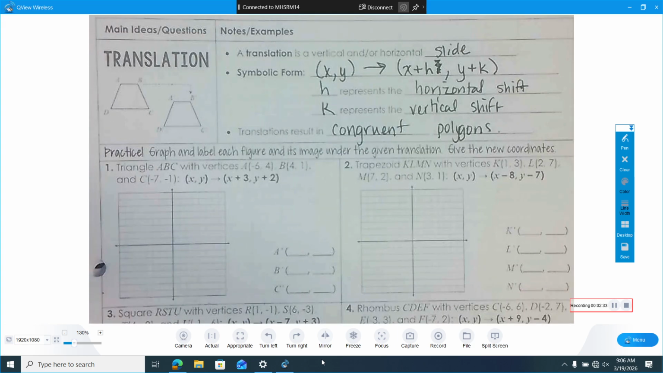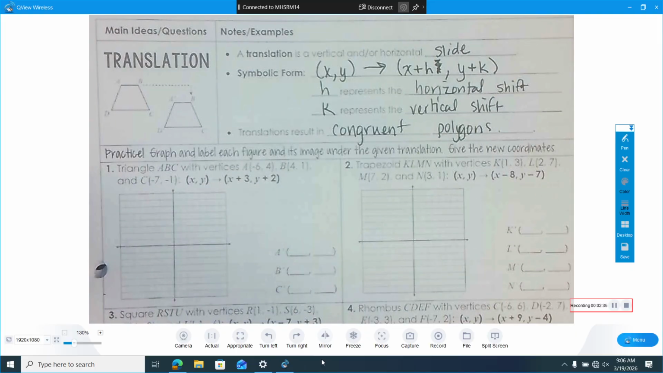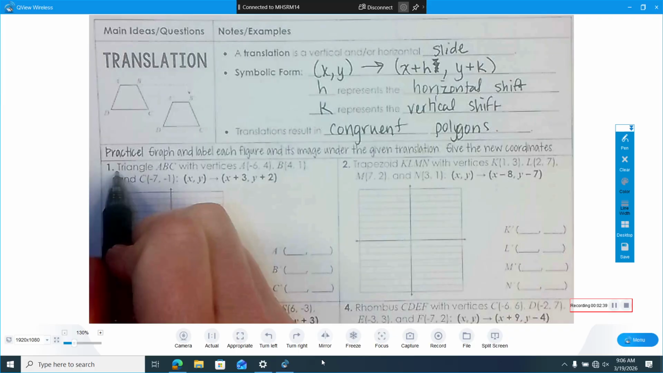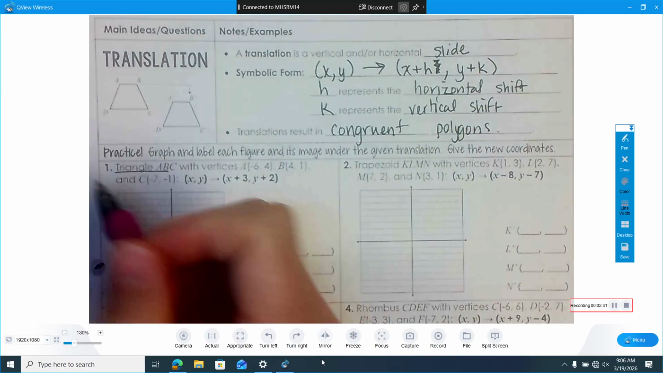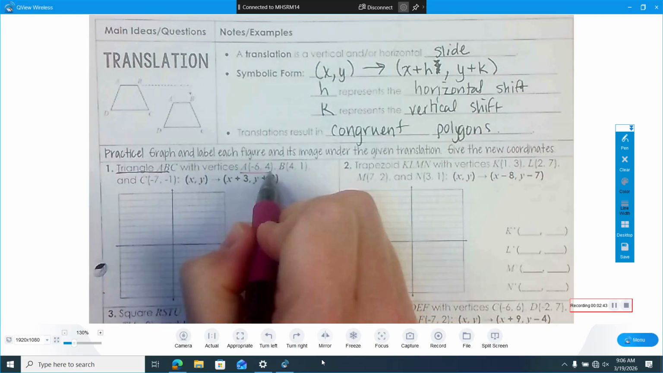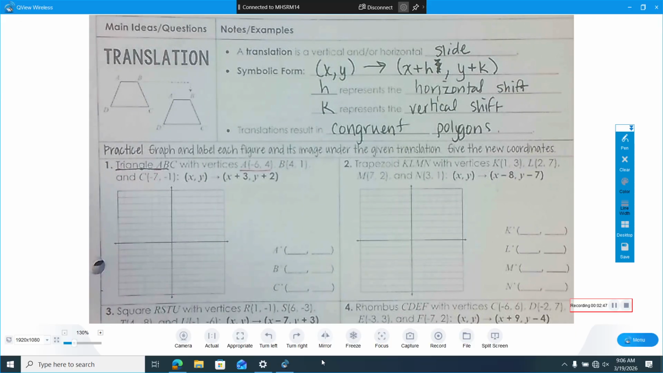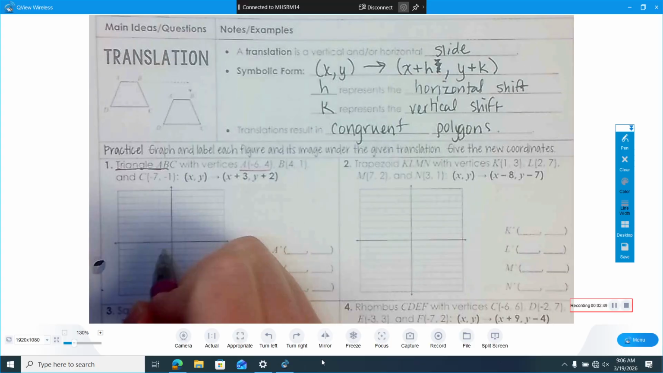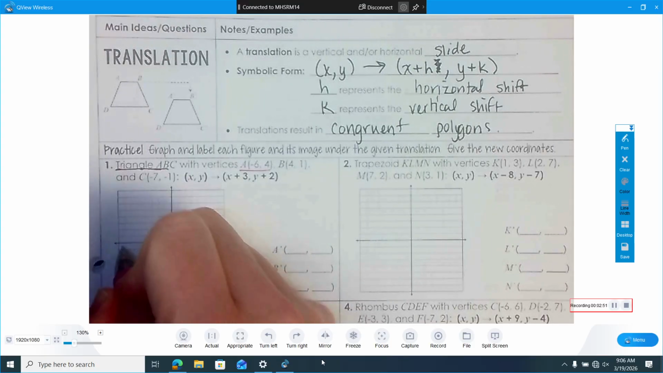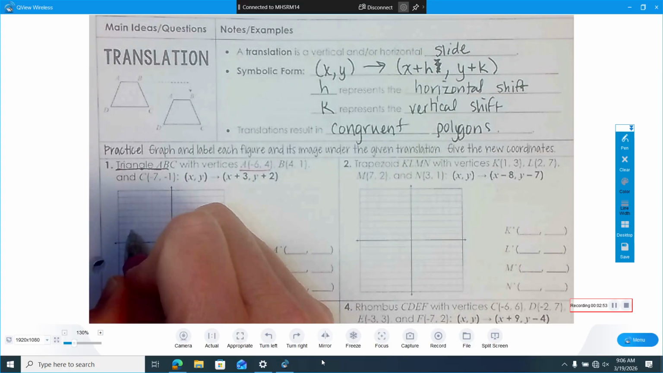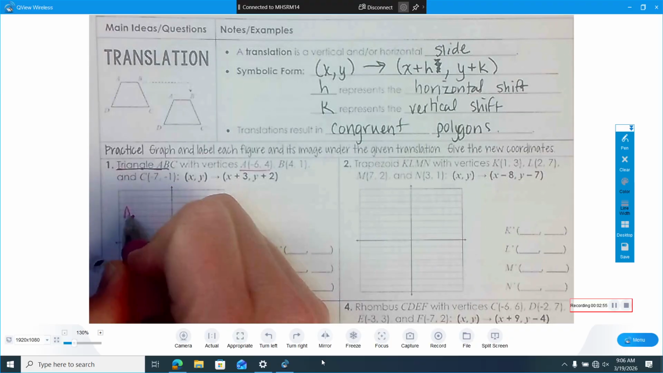Here we go. We want to graph and label each figure, give the new coordinates. So to start, we have triangle ABC. I'm going to graph this in pink. So let's go ahead and graph our points here, the vertices. A is at negative 6, 4. That's 6 to the left. And then up 1, 2, 3, 4. So here is point A.